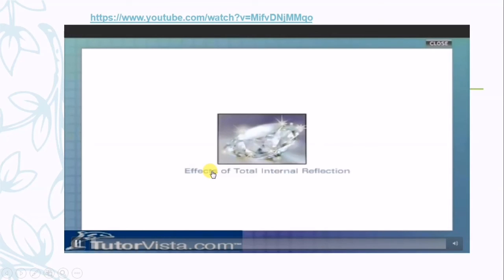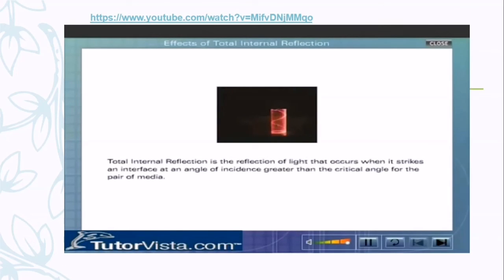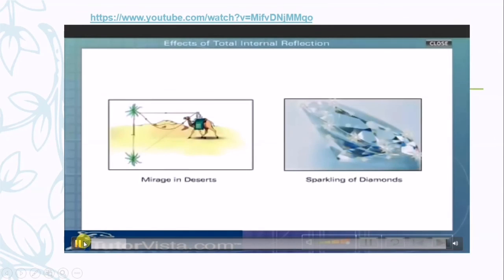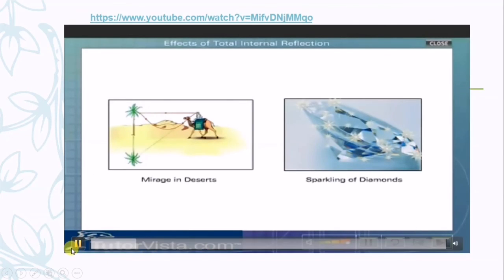Effects of total internal reflection. Total internal reflection is the reflection of light that occurs when it strikes an interface at an angle of incidence greater than the critical angle for the pair of media. Let us now discuss some of the effects of total internal reflection. Mirage in deserts and sparkling of diamonds are some of the effects of total internal reflection. So, girls, here, we talked about it before, the sparkling of diamonds.